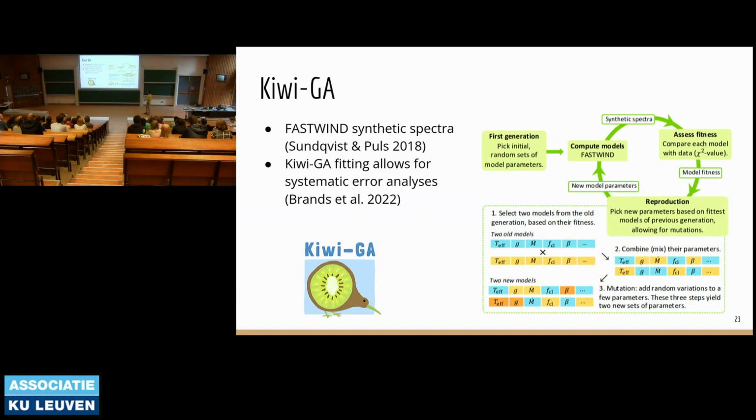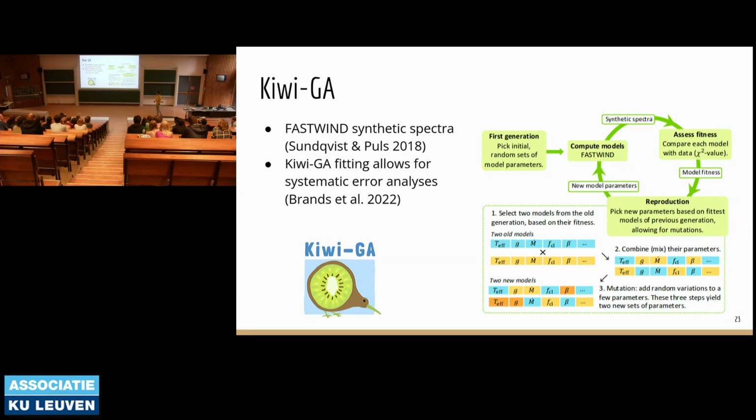How Kiwiga works is you make this random distribution, you make Steve go to his random positions with his friends, and you make the synthetic spectra using Phosphorus. Then you compare that to the observations, so you get a chi-squared value out, and you look at which were doing well, which were not, and you decide some sort of cutoff there, and now you mix their parameters around.